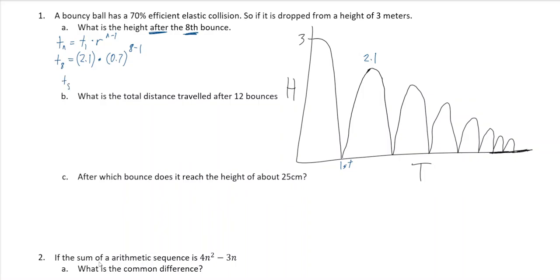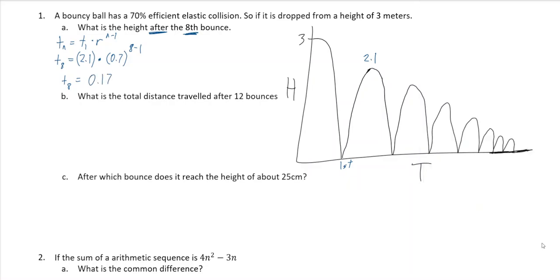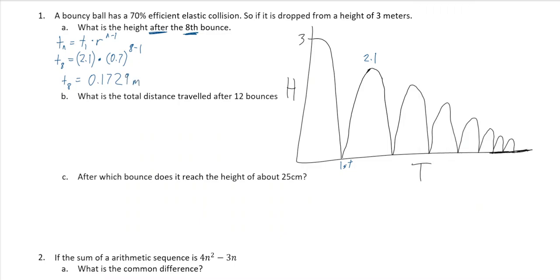So T8 equals, and honestly at this point, all we do is type it into our calculator, 8 minus 1, press enter, and you get your height. This is in meters, right? So 0.1729 meters, because it started with meters. So I'm going to just say that is 17 centimeters.